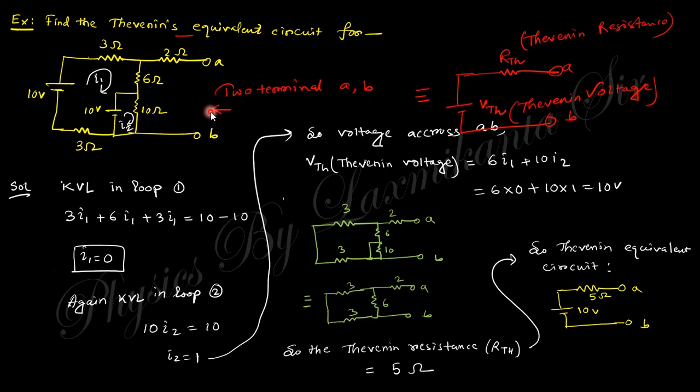And what will be the Thevenin resistance? It is the equivalent resistance when the sources are replaced by 0. If you replace the source with 0, this is shorted, so 0 into 10 will be 0. So 3 plus 3 is 6, in parallel gives 3, and 3 plus 2 is 5. So the equivalent circuit will be a Thevenin voltage of 10 volts and a Thevenin resistance of 5 ohms. Okay, so this is the Thevenin equivalent circuit. I think it is clear. If there is any doubt, you must comment in the comment box.